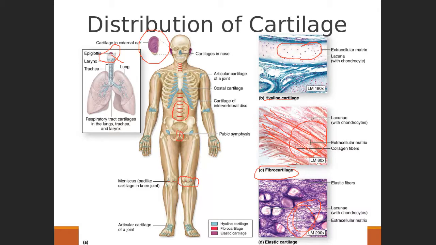We want that epiglottis to keep snapping back to its original shape. Now, while the external ear, its composition of elastic cartilage might not seem quite so useful, it can give you an impression of what that cartilage can do when you fold the external ear down and you let it go. Fold it down, let it go. It keeps snapping back to its original shape.